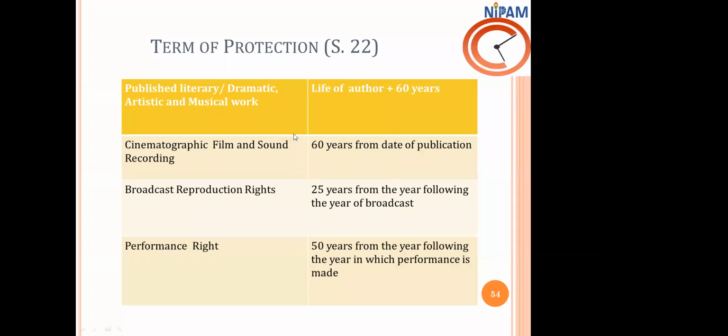For example, published literary, dramatic, artistic, and musical works: the timeline is life of the author plus 60 years. For example, if there is a composer who composed a song and he died, and it's been more than 60 years, you can, without any hesitation, use those lines for your own good sake, because now it is free for the public. Films, sound recordings, these are given the copyrights only for 60 years from the date of publication.